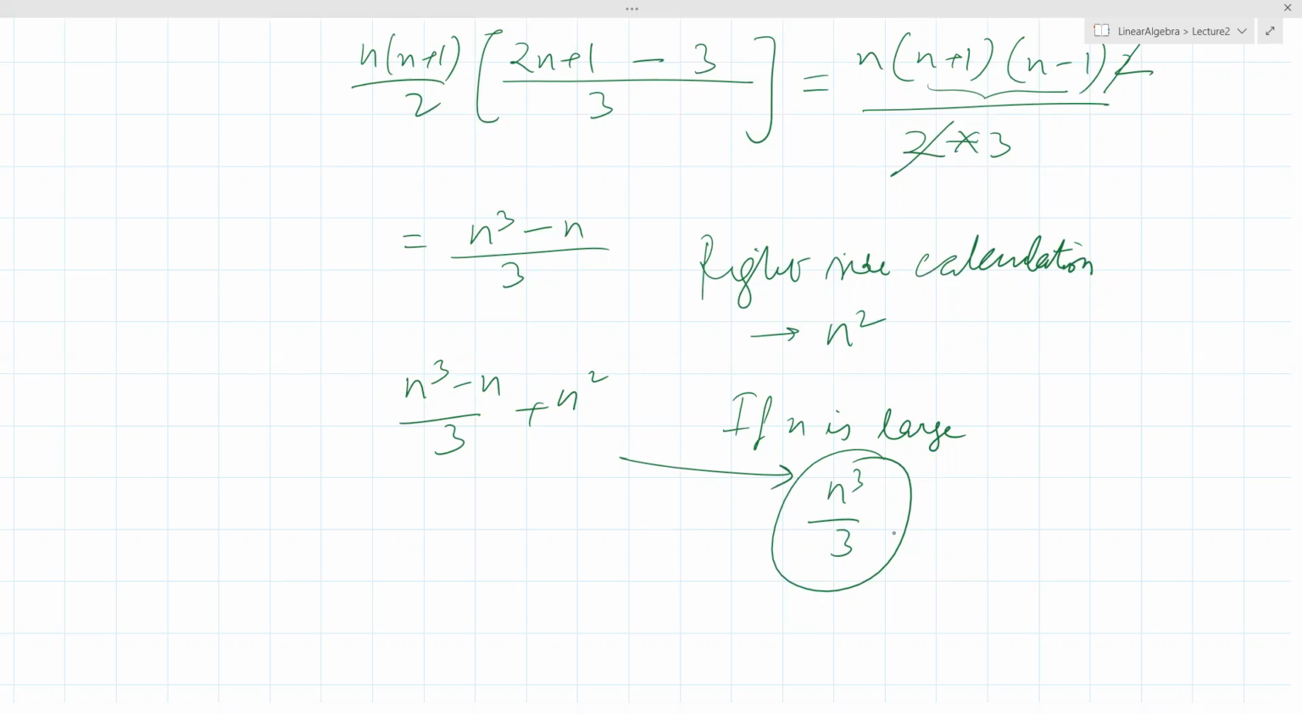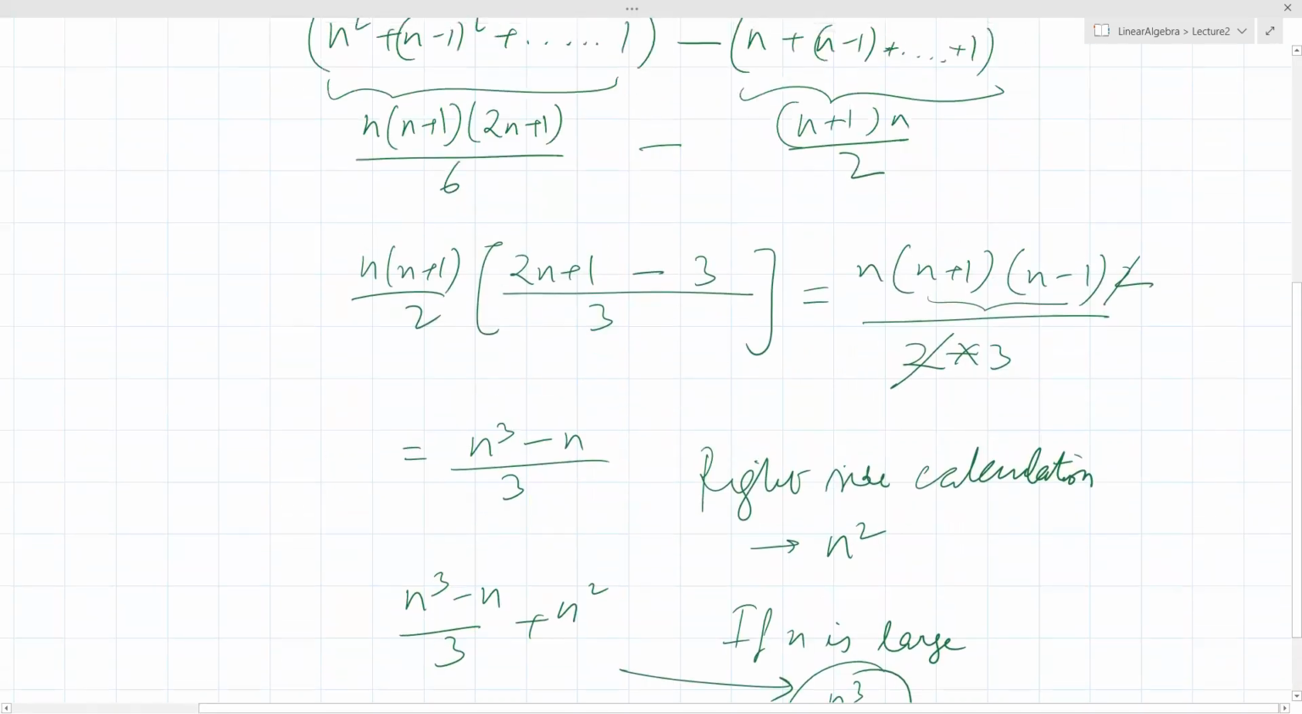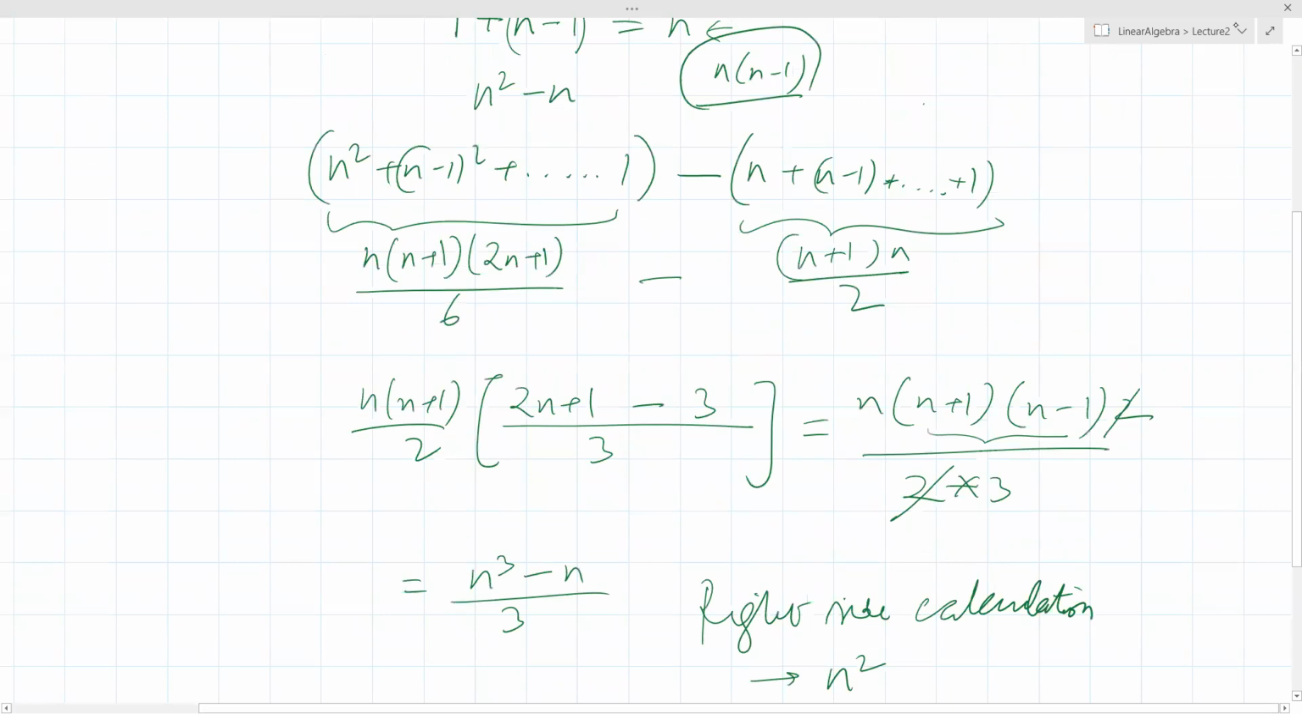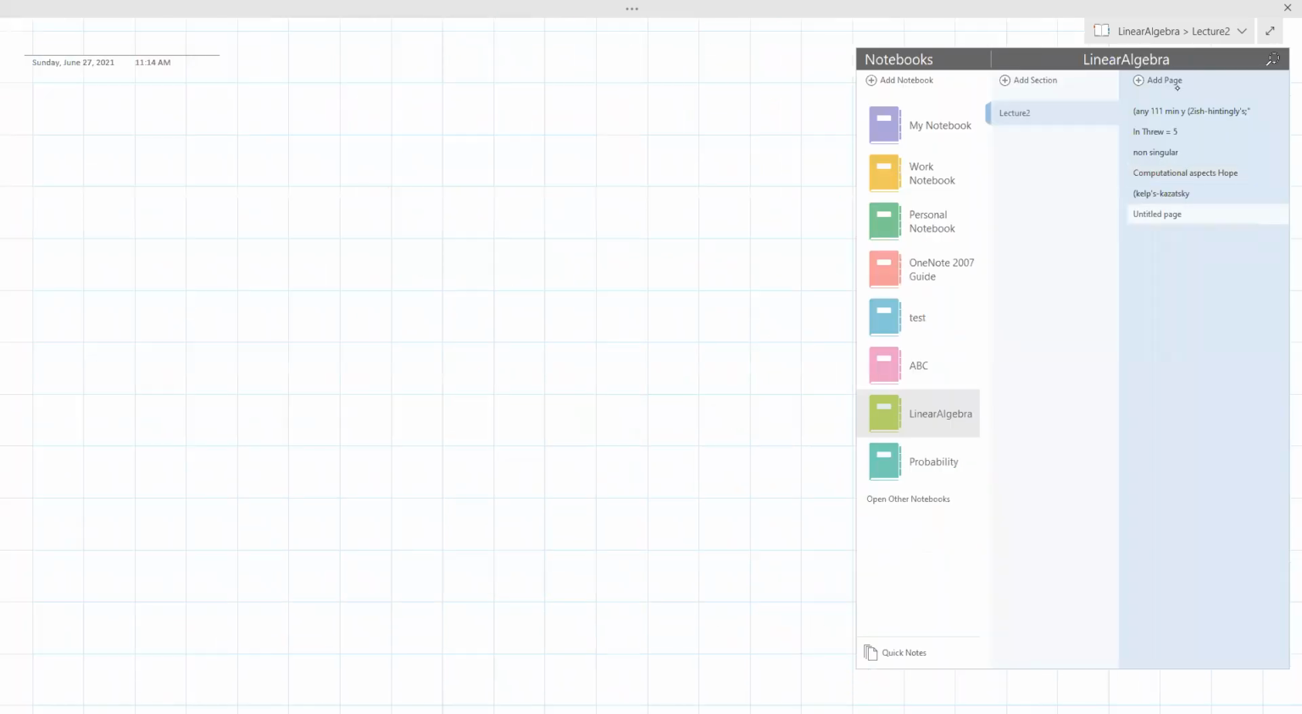Forward elimination and backward substitution. Okay, let us move on. That is the computational aspect of this particular calculation.